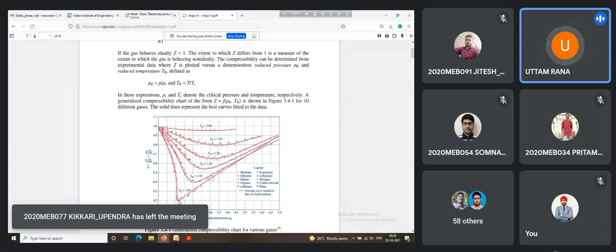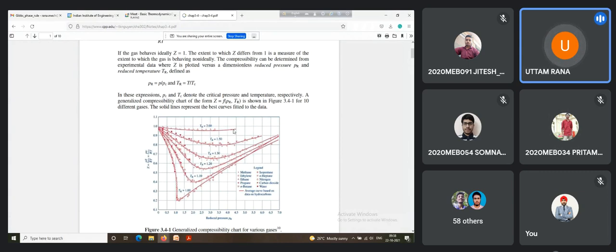That is one situation. Now consider TR equal to 2, that is, reduced temperature equal to 2. Here you can see that for any pressure, for any value of reduced pressure, Z is very close to 1.